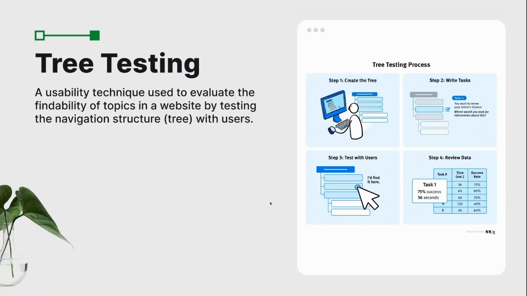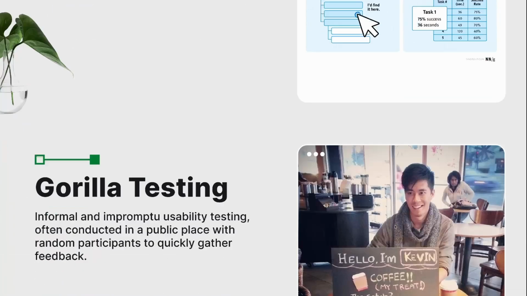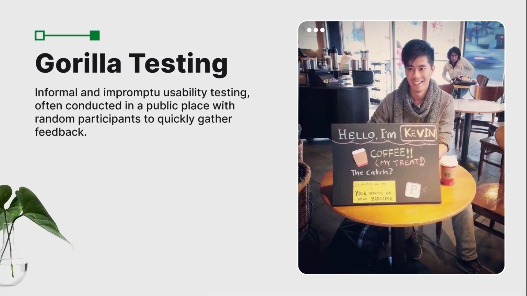Next, tree testing, a usability technique used to evaluate the findability of topics in a website by testing the navigational structure with users. Next, guerrilla testing, informal and impromptu usability testing often conducted in a public place with random participants to quickly gather feedback.